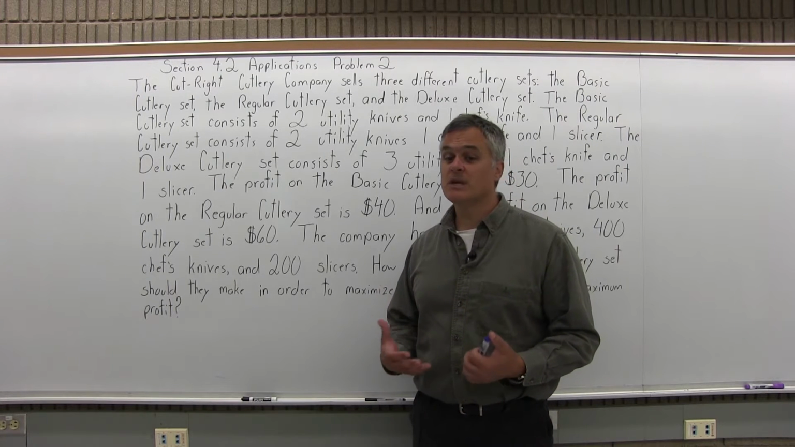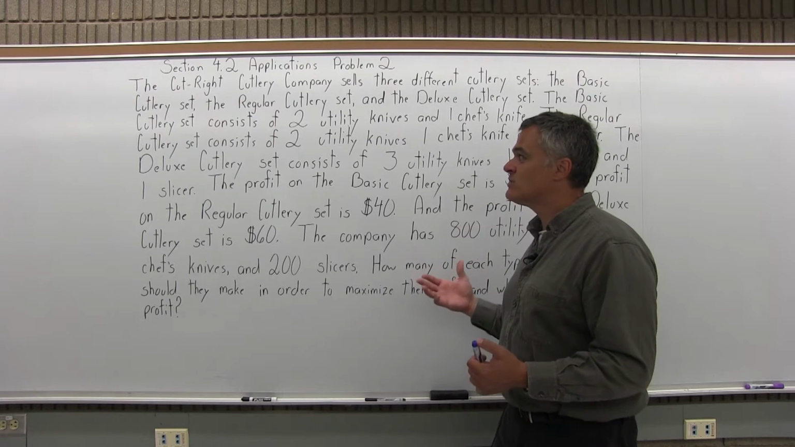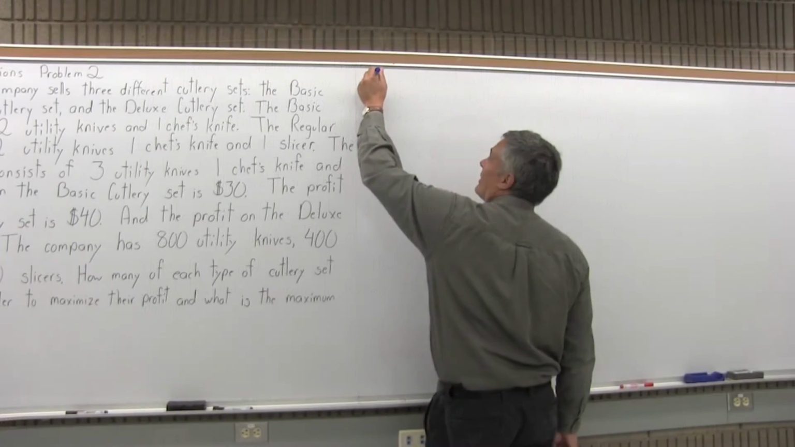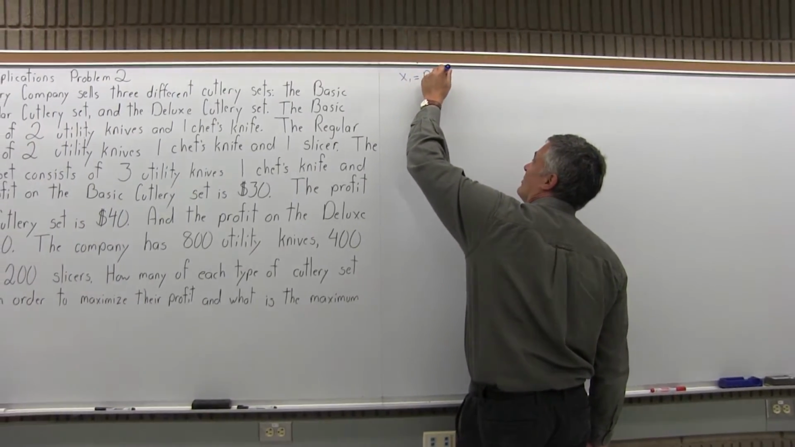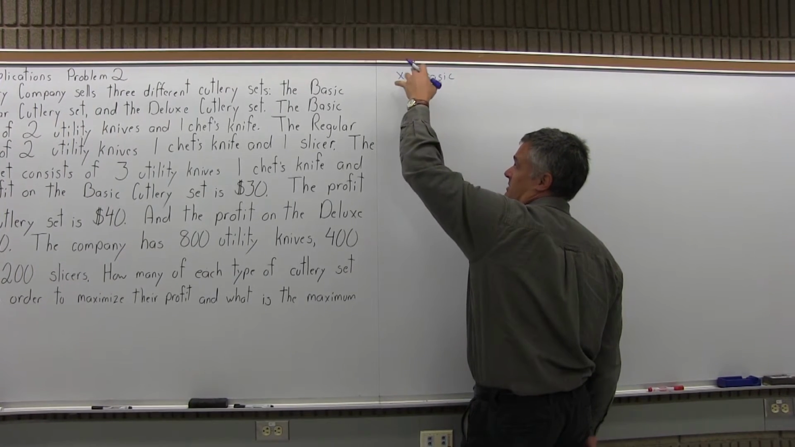It's the things being made. Now there could be some confusion on this. Are they making the knives? It's really the cutlery sets that they're putting together from the available knives. So X1 will be the basic cutlery set. And we don't have to write out cutlery set. They're all types of cutlery sets. So I just put basic.